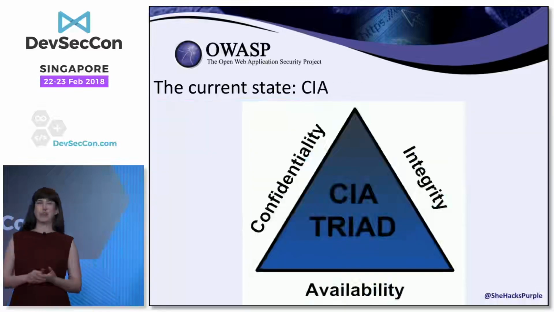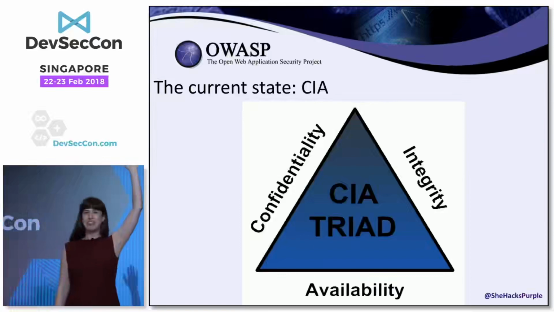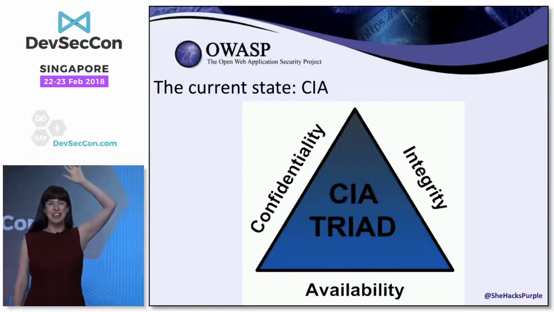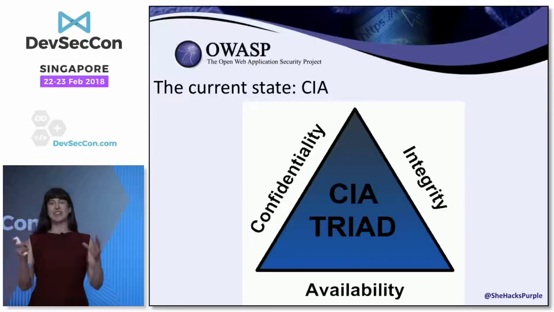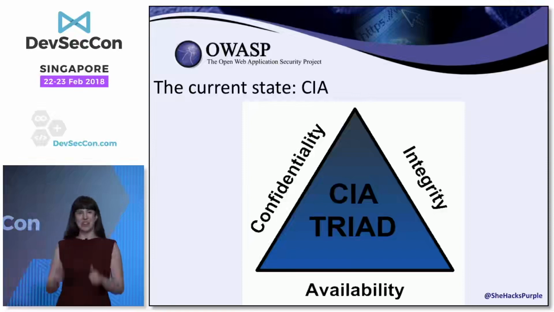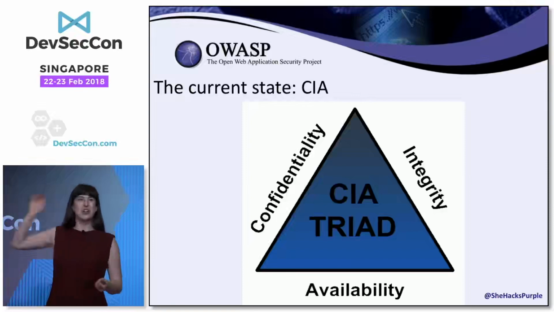So let's continue. Who knows what this is? CIA. This is the reason why the security people have jobs. Confidentiality, availability, and integrity of your systems and your data. Right? This is why we get paid. Awesome. When I give this talk to developers, no one puts their hand up.